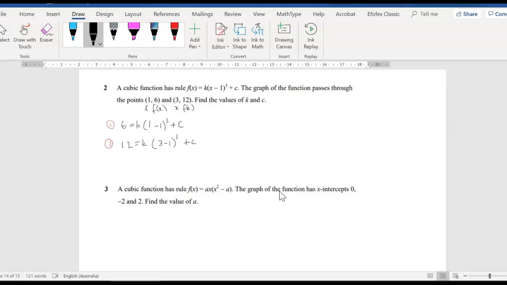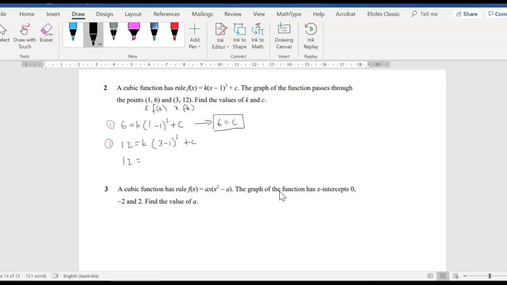All right, so let's just simplify that. 1 minus 1 is 0, so 0 cubed is 0. K times 0 is 0, so c is 6. All right, so with the second equation, well, that worked out nicely, didn't it? What we need to do is we can just substitute in c equals 6. We don't have to make it any more complicated than it needs to be, because we've already got c equals 6.